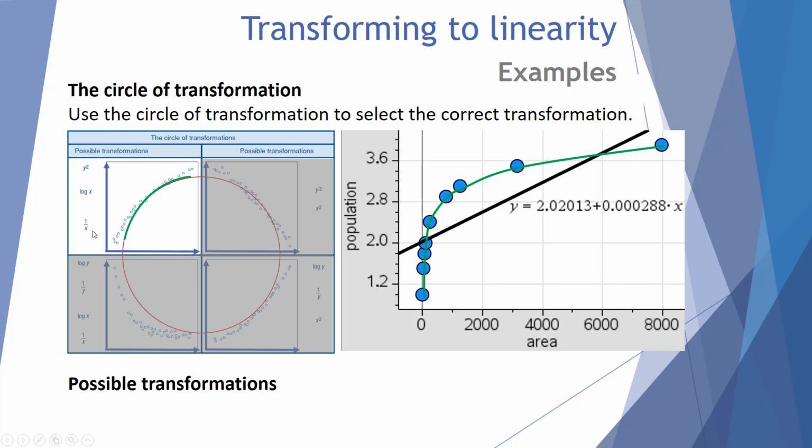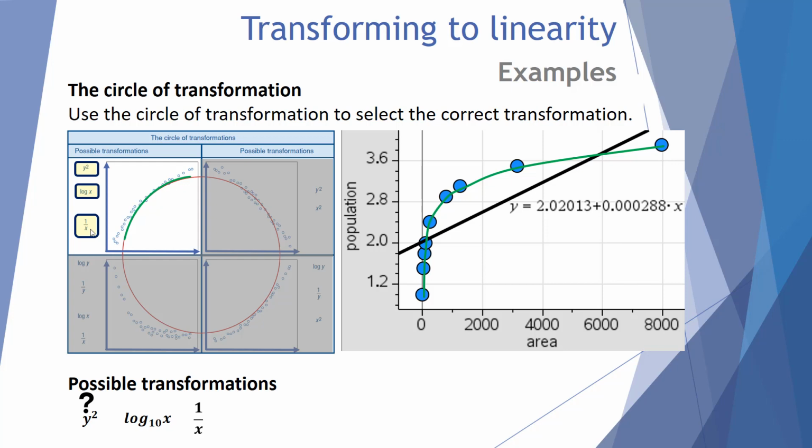Here we've got three transformations available to us. So we can use this to, first of all, investigate what happens if we square the y-axis variable. What happens if we take the log of the x value? And also the reciprocal, or the inverse of the x. So we've got three transformations to consider to see if we can find linearity.